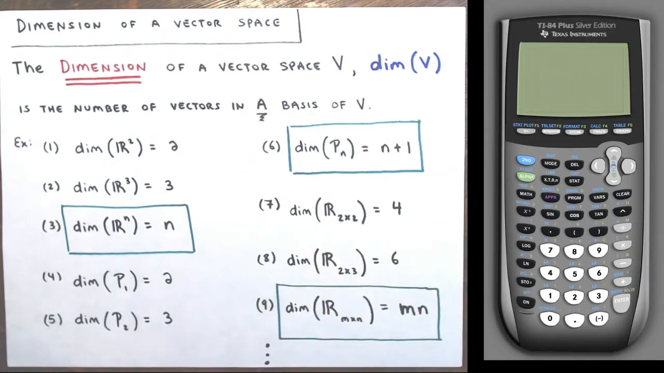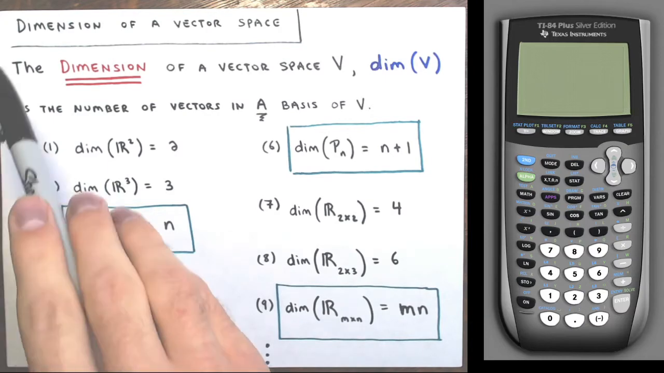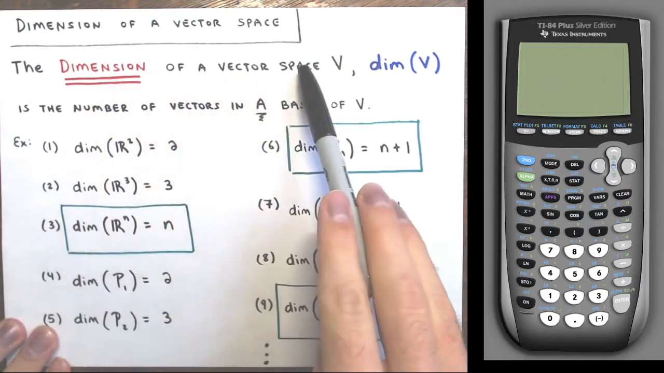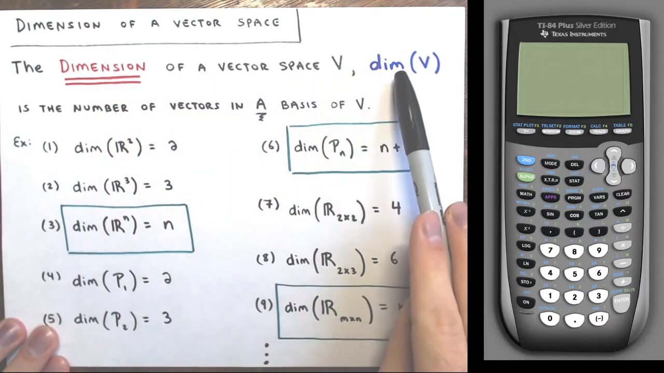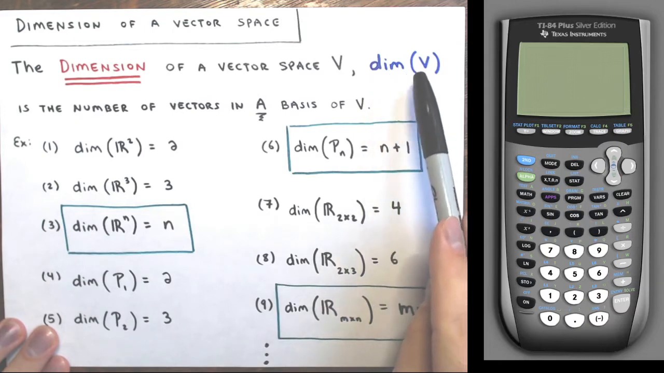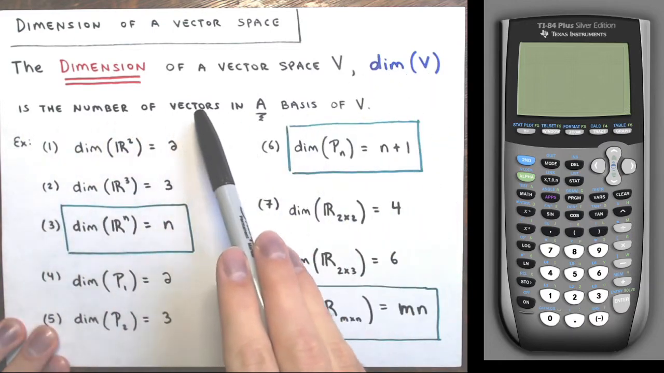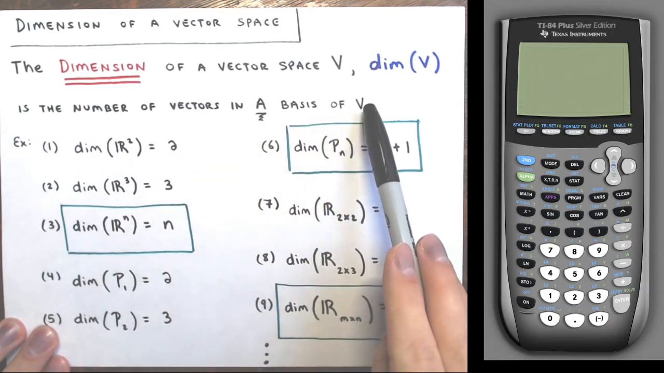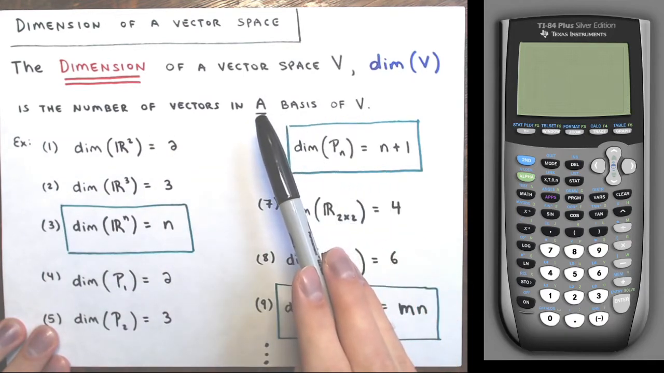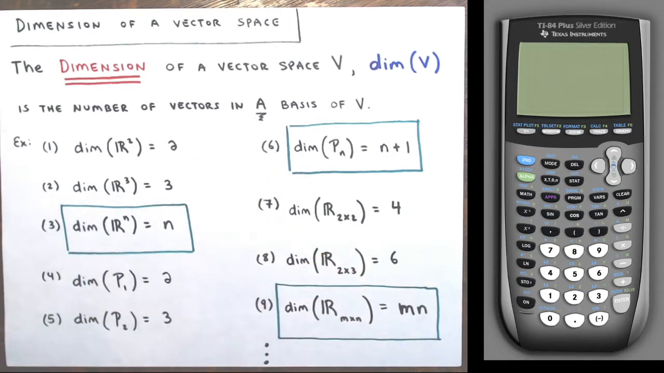Now I'm going to go into defining the dimension of a vector space, and again, this is something I've brought up in past videos. If you've been following along, if not, here it is again. The dimension of a vector space V, denoted dim of V, is the number of vectors in a basis of V, really any basis of V. Now I say a basis because the bases for a vector space are not unique. Those standard bases I was showing you before on the previous pages are not the only bases of those vector spaces.